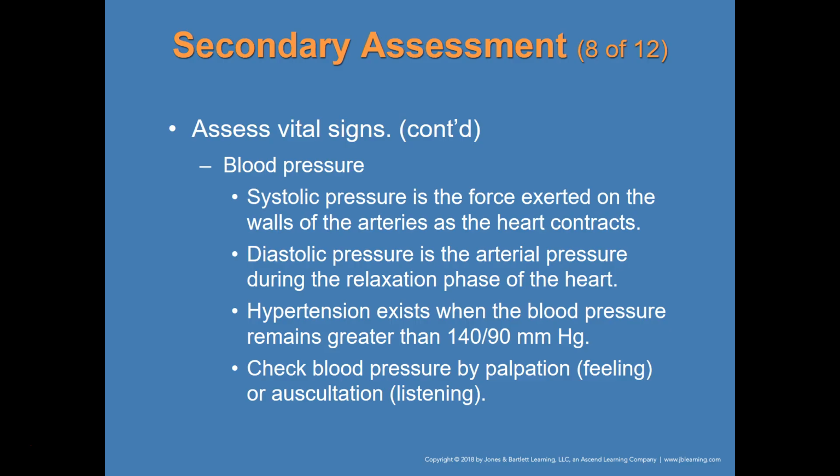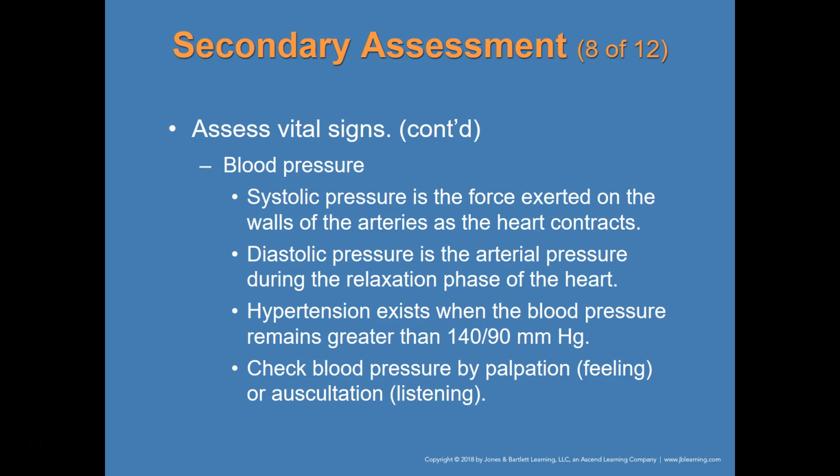Hypertension or high blood pressure exists when the blood pressure remains greater than 140/90 millimeters of mercury. That's how blood pressures are measured, in millimeters of mercury. Usually most people know if they have hypertension or not. These are things that need to be treated by their physician.